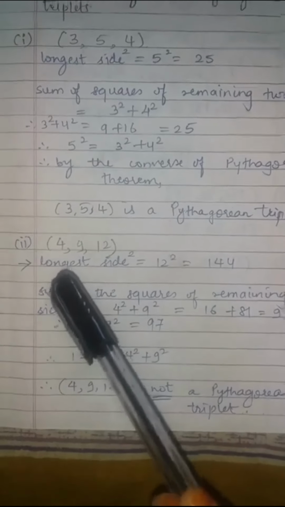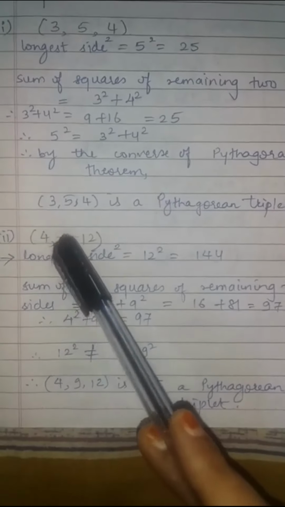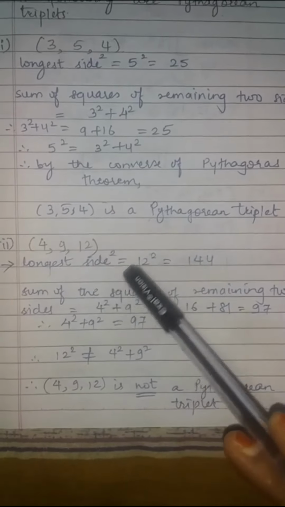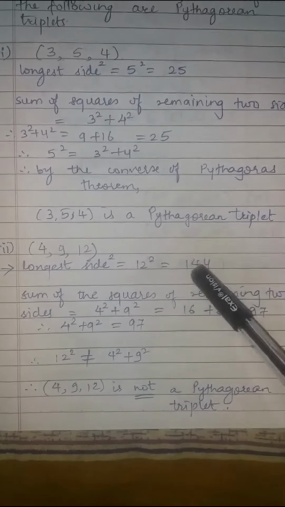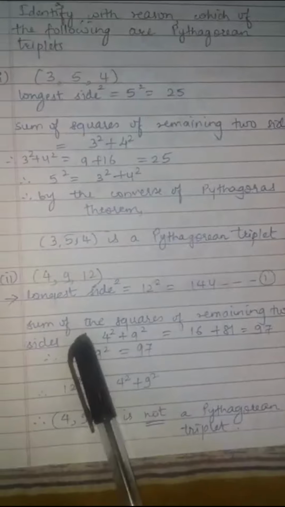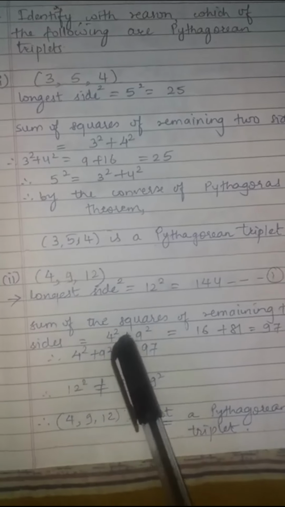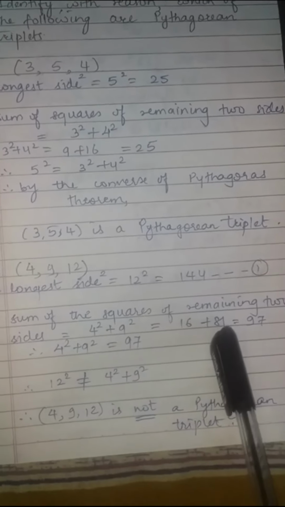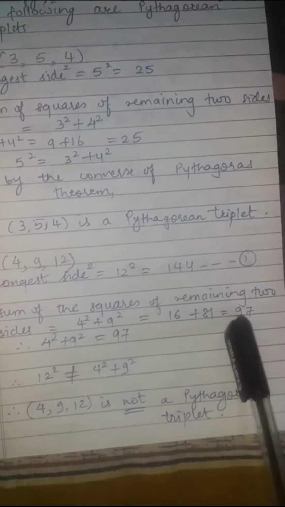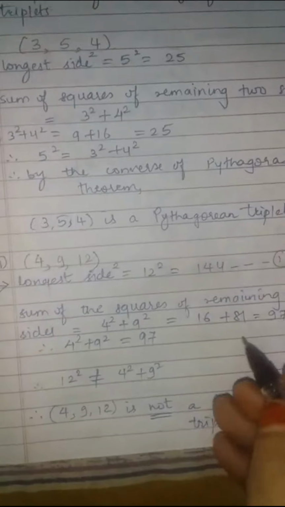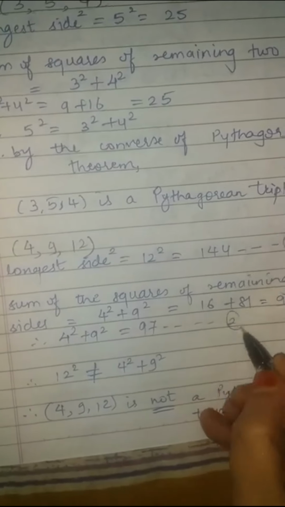Proceeding towards the next sub question, we have the values given as 4, 9, 12. Here the longest side is 12, so we start with the longest side square, that is 12 square, which is nothing but 144. If you want, you can take this as equation 1. Sum of the squares of the remaining two sides, that is, we are left with 4 and 9. So we have 4 square plus 9 square, that is 16 plus 81, that is 97. Let us take this as equation 2.